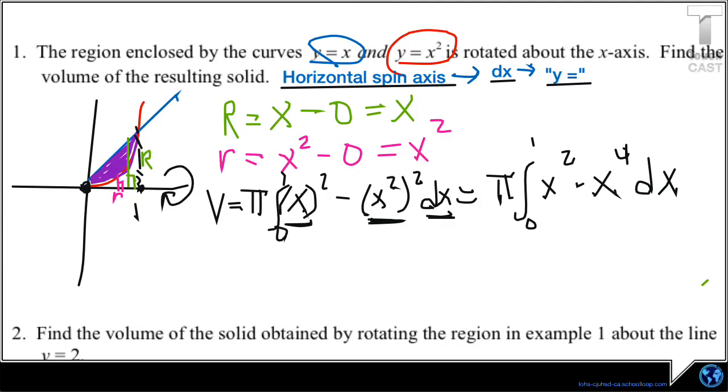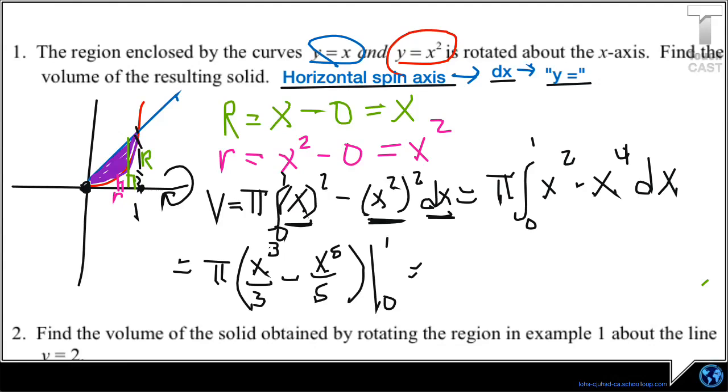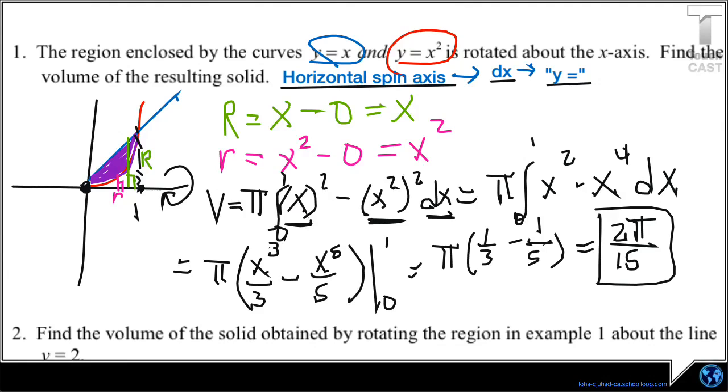Of course, when I simplify, I'll get x squared minus x to the 4th. My first step of integration will give me x cubed over 3 minus x to the 5th over 5, and then I'm substituting in 1 first and then 0, which gives me 1/3 minus 1/5, which simplifies to 2 pi over 15.